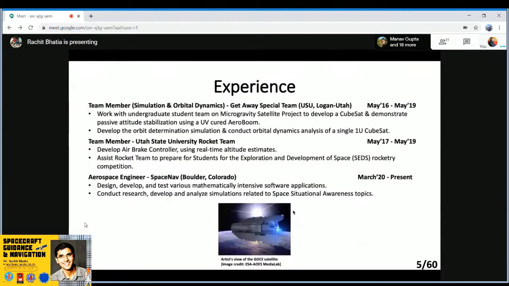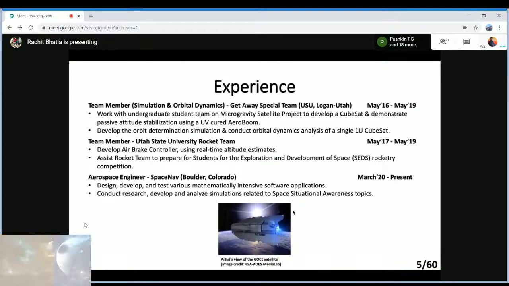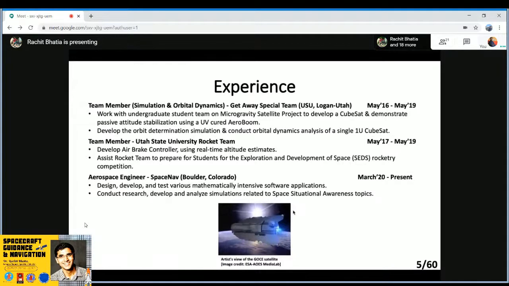I was also a member of an undergraduate student team at Utah State University, where we worked on a CubeSat, which was to be launched. Actually, it is still to be launched by NASA under the CubeSat program. I was also a team member of the Utah State University rocket team. And now I'm working as an aerospace engineer in Boulder, Colorado at SpaceNav.